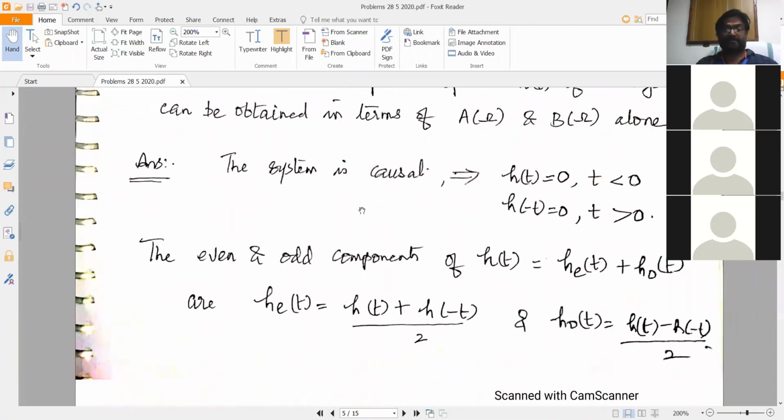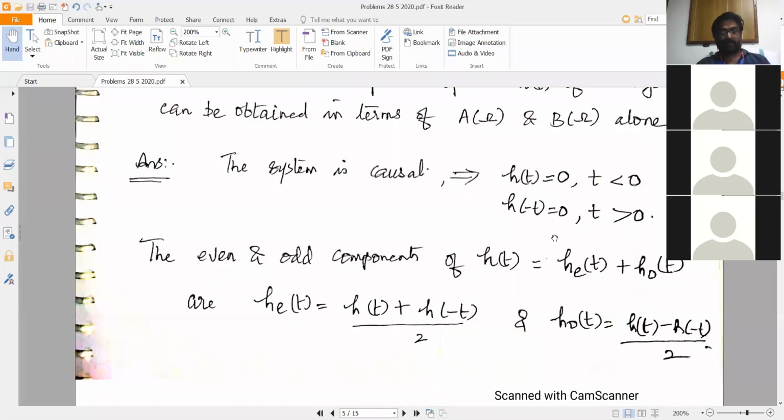Now, you know that the system is causal. So since the system is causal, h of t is equal to 0 for t less than 0, and h of minus t therefore is equal to 0 for t greater than 0. So h of t is equal to 0 for t less than 0 since the system is causal, which will mean that h of minus t is equal to 0 for t greater than 0, right?